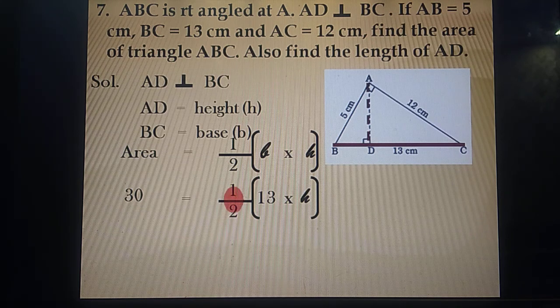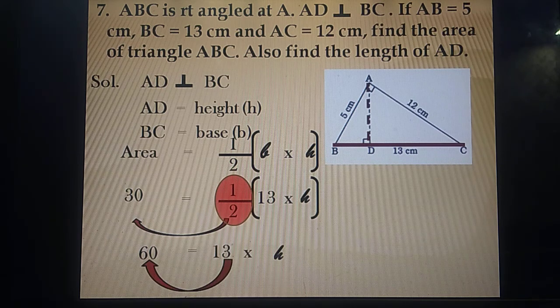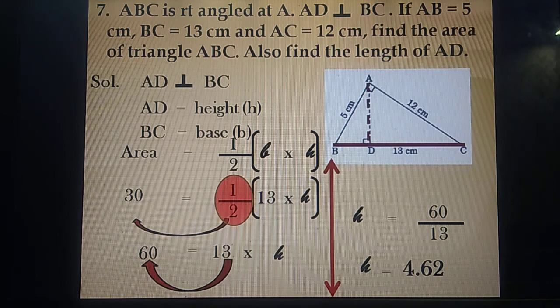1 by 2 is outside the bracket. Shift it first. We will shift the reciprocal. You will get 30 into 2 as 60, which is equal to 13 into h. Shift this 13 to get the value of h as 60 upon 13, that is 4.62, and the unit will be centimeter.